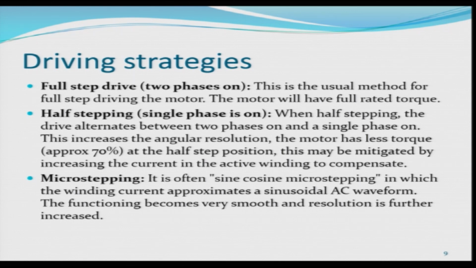There is another, half stepping mode, wherein single phase is on at a time. When half stepping, the drive alternates between 2 phases on and a single phase on. This increases the angular resolution, but the motor has less torque, which is approximately 70% of its full torque. This may be mitigated by increasing the current in the active winding to compensate.